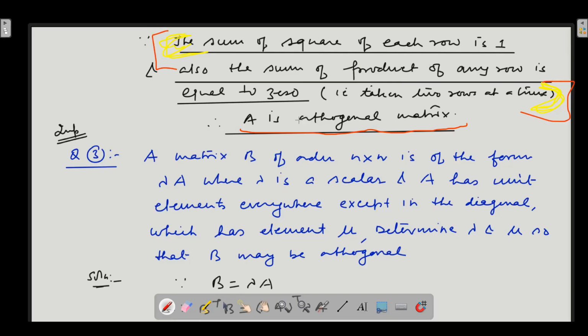Okay, so from this question onwards we will have a look at it in the next class.